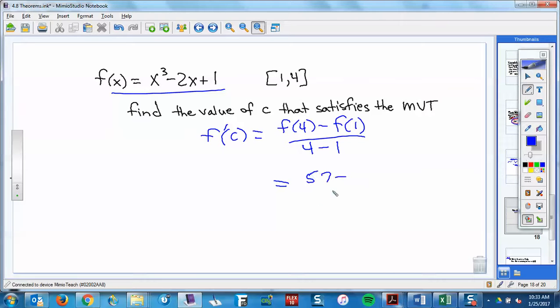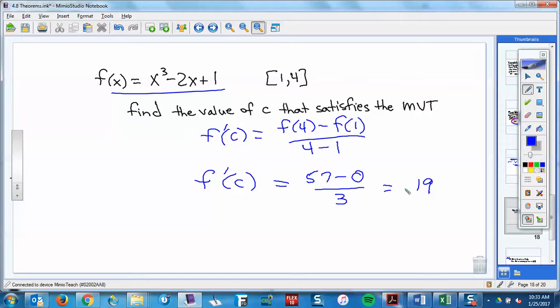57? Well, okay, Caleb's got the bottom for us. What about the top? What's 57 minus f of 1? 0. Caleb? 3. All right, 57 divided by 3 is 19. Okay, now what? Set it equal to the derivative.